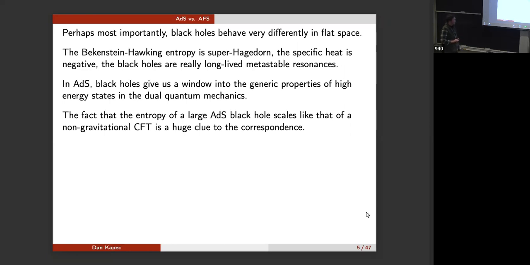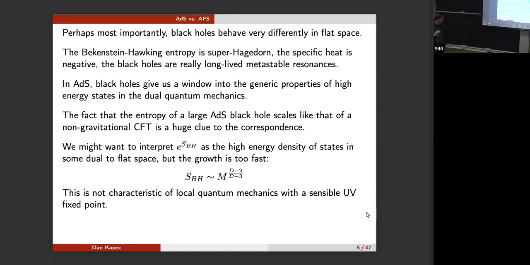So these black holes are really more like long-lived metastable resonances rather than eigenstates. And it's important because in anti-de Sitter space, the black holes really give us a window into the universal properties of the generic high-energy state in the quantum mechanics dual to anti-de Sitter space. And the fact that the entropy of the large AdS black hole scales like that of a non-gravitational conformal field theory is a huge clue to that correspondence. That would really inform your guess if you didn't know anything else about quantum gravity in anti-de Sitter space.